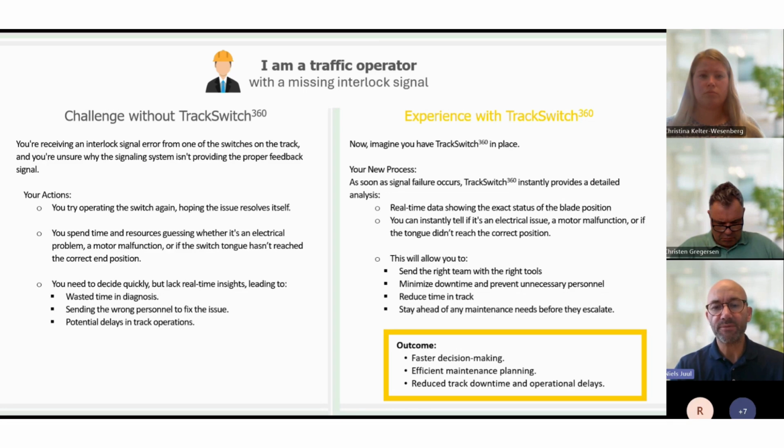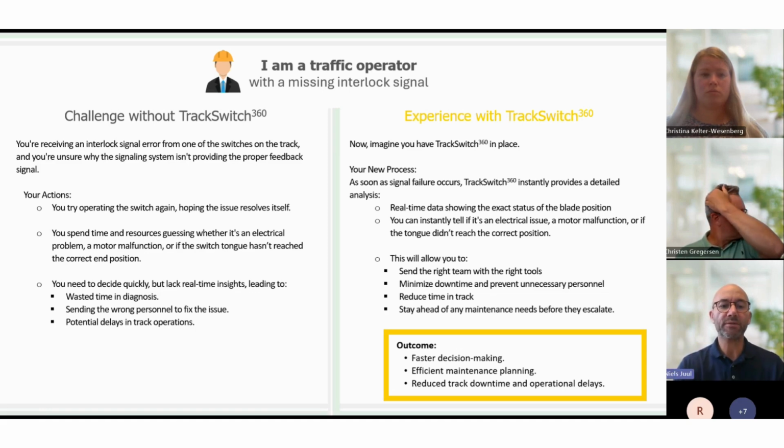One of the use cases that we have got of information from this actual case here is that before they actually had our system, they frequently had some issues with some of the switches. They moved it from left to right, for example, and they didn't get this control signal feedback. Then they tried again and again, and sometimes they got into control, and everything was okay, and they could pass the train. But they didn't actually know, is this a signaling issue, or is this a real issue with the blades, that they are not in the right position?